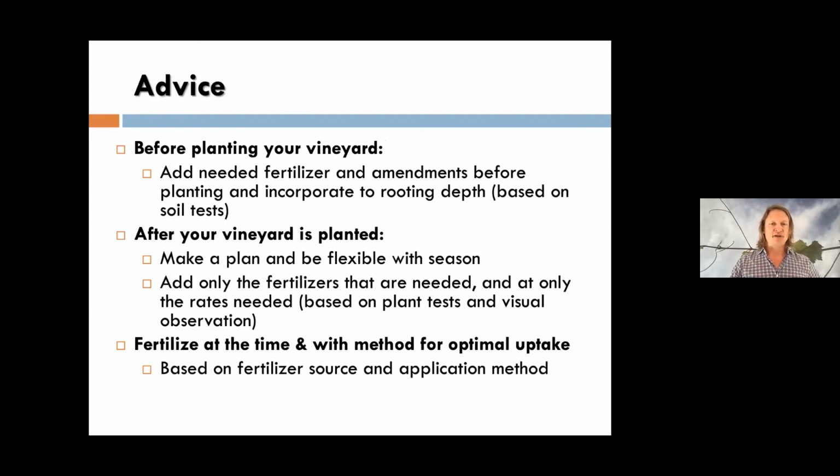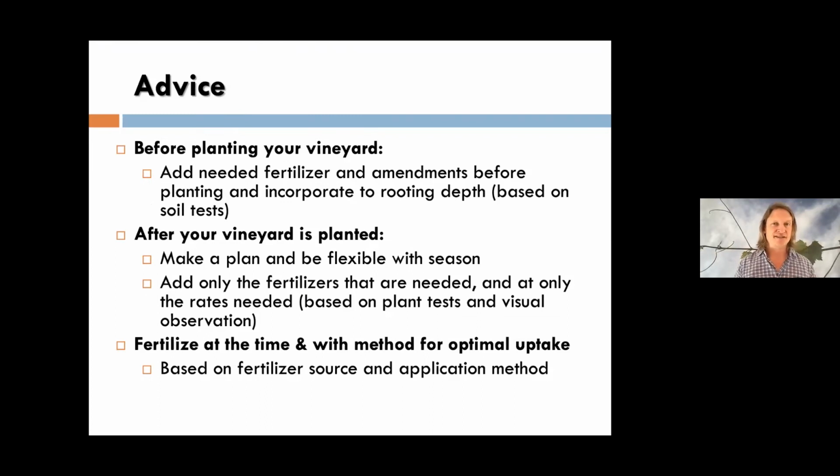Okay, so my advice, I want to make sure I leave time for questions. My advice is that before you plant your vineyard, you would add any needed fertilizers or amendments based on your rooting depth, based on your soil test, and you would try to set the vineyard up with all of the nutrients it needs to get the vines growing healthy. After your vineyard is planted, you want to make a plan to be flexible with the season.